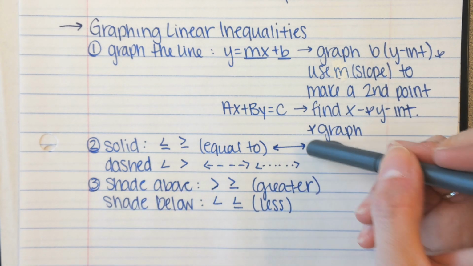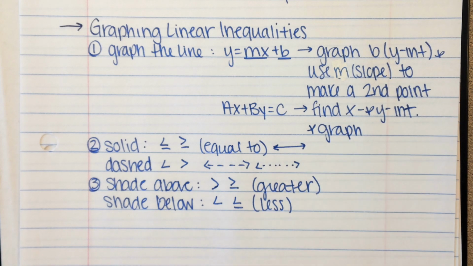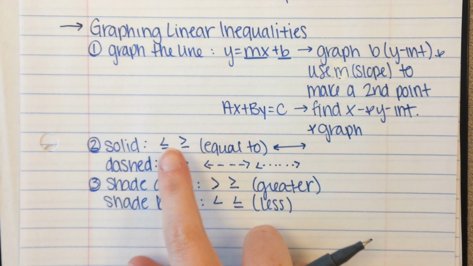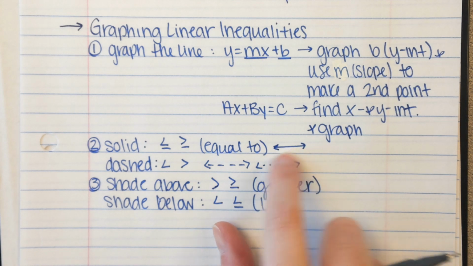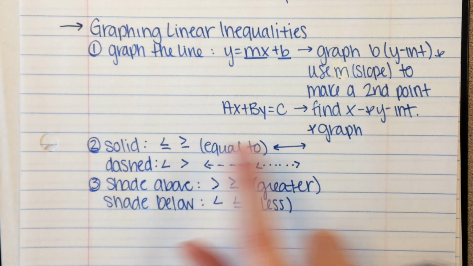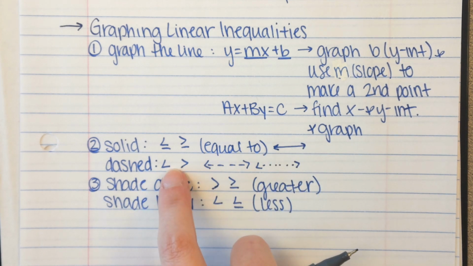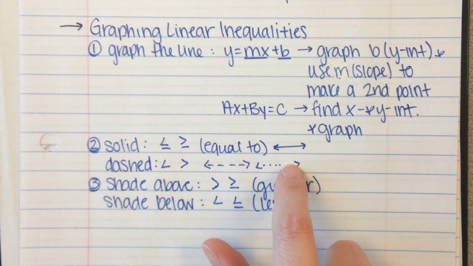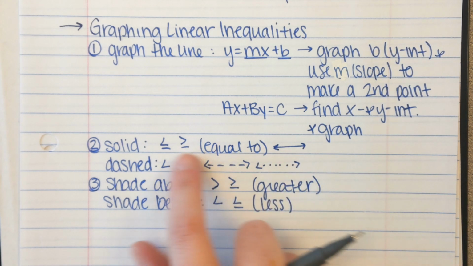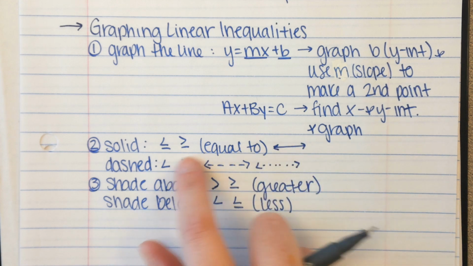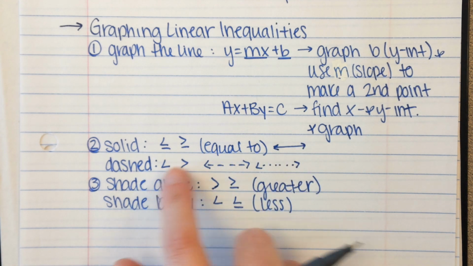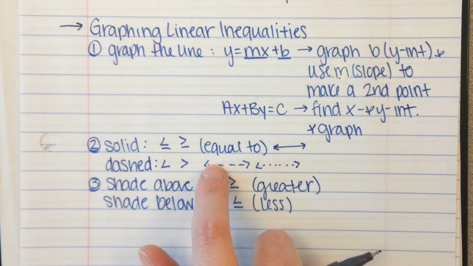Step 2 is to decide what kind of line you're going to have. You're either going to have a solid line or a dashed, dotted line, okay? So if it has an equal to, it's a solid line. So greater than or equal to or less than or equal to, it's a solid line. That's the same as having that closed circle on the number line. It's going to be dashed if it does not have equal to. So if it's just less or greater, you're going to have a dashed or dotted line. And that's similar to having that open circle on the number line. The numbers are included with the solid or the equal to. They're not included with the dashed or the dotted.